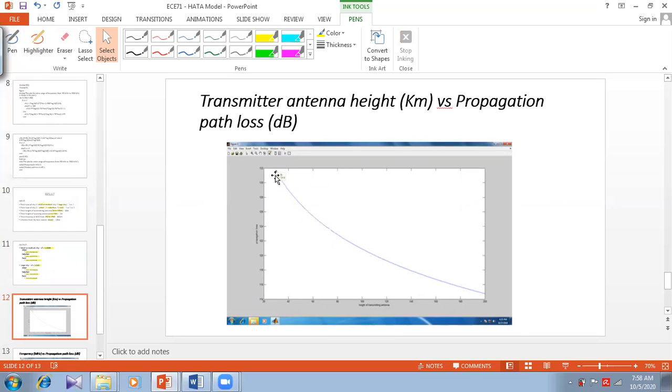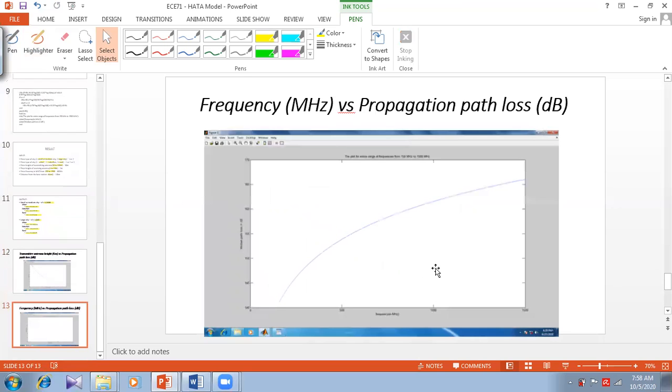I think it is not very clear. Similar to what we saw in the Okumura model, you can see as the height of your transmitter antenna increases, the path loss will get reduced. And here is another graph for frequency versus propagation path loss. Once you implement this program in MATLAB, you will be able to see all these plots and all the results by yourself.